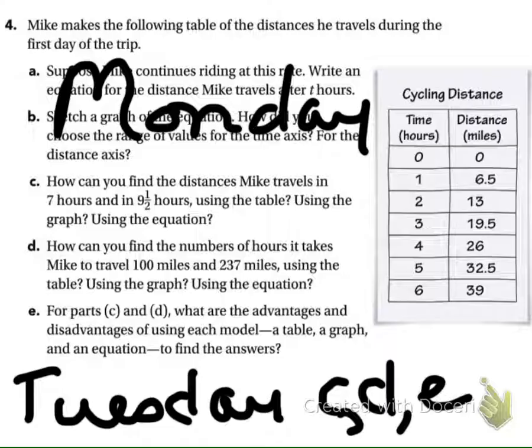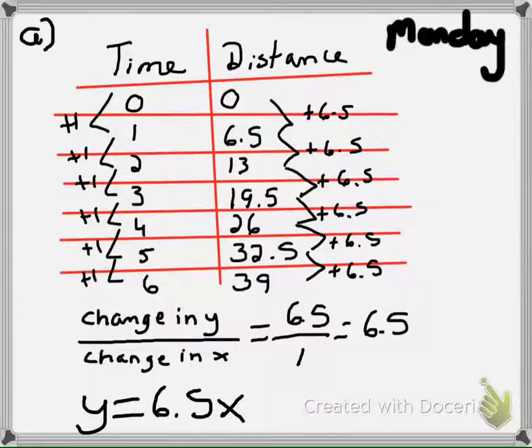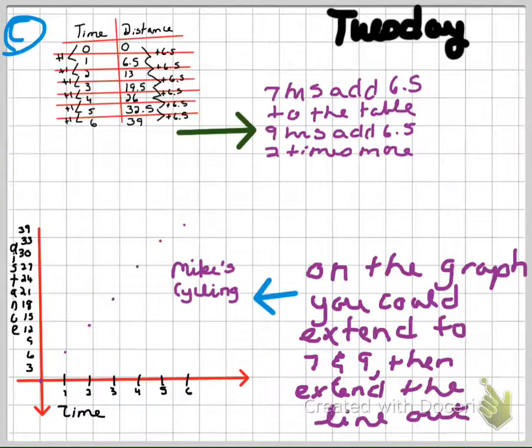And now we're on C, and it's asking you, how can you find the distances Mike travels in 7 hours and in 9.5 hours using the table, the graph, and the equation? So here I go. Remember, your homework should already be done. You shouldn't be copying this. You should be checking your homework and fixing it if need be.